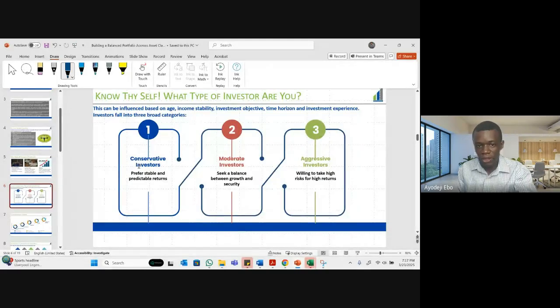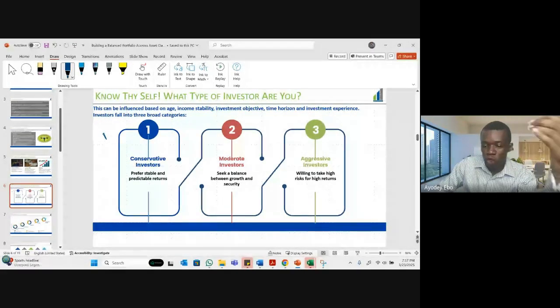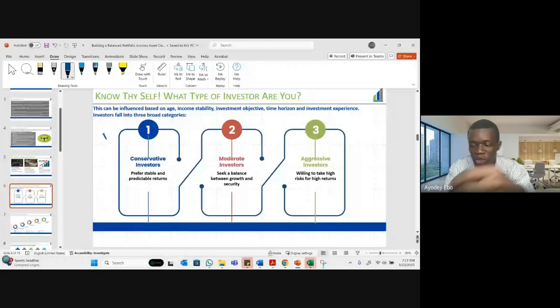understanding yourself. This is really very important. I said know thyself. For those that did, let's say, logic, they will call it that Socrates said know thyself. Understand what type of investor you are. This is very important because the portfolio that you'll be building would have different variants. Based on age, it is not the same type of portfolio for someone that is 30 as for someone that is already 50, 55, or someone that is already 40, or someone that is just over 20.